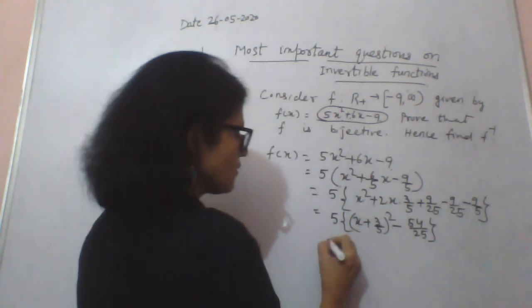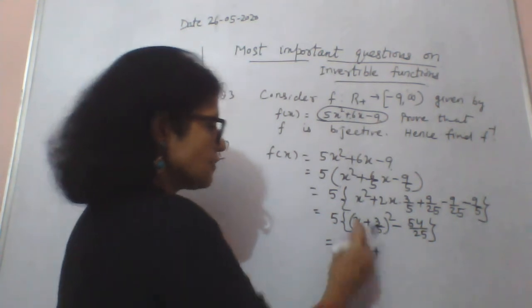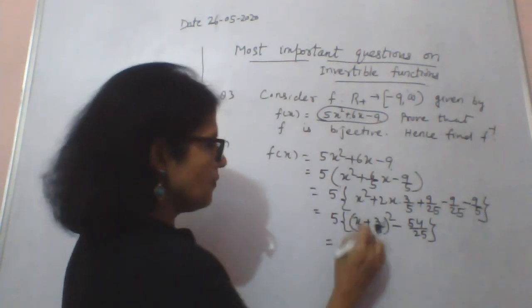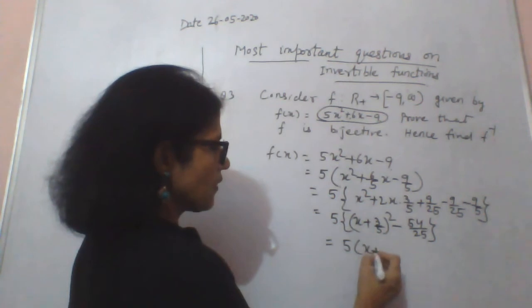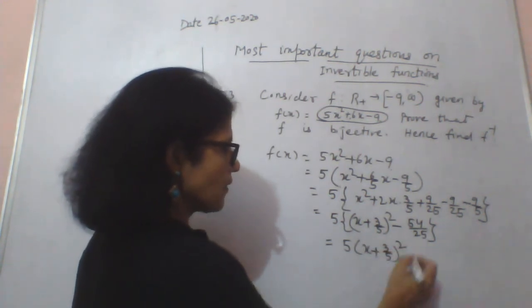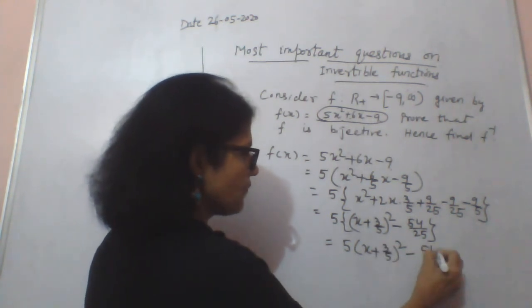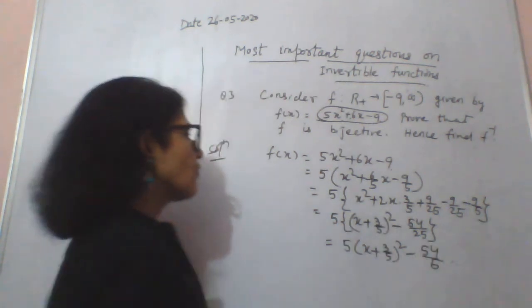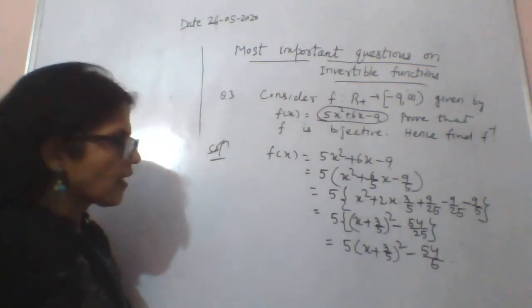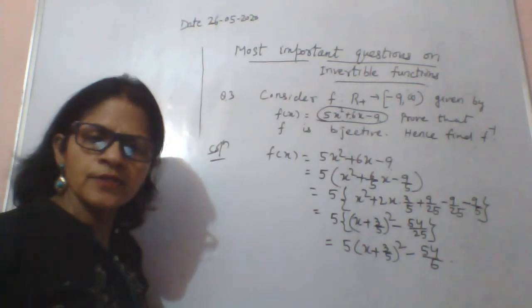It means you are getting 5 into x plus 3 by 5 whole square minus 54 by 5. Okay, so this is f x, and you have to show it is one-one, then you have to show it is onto.